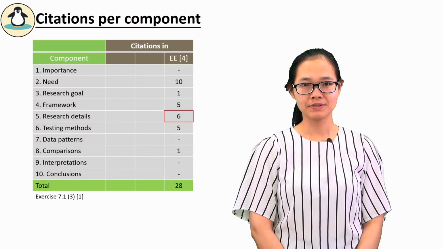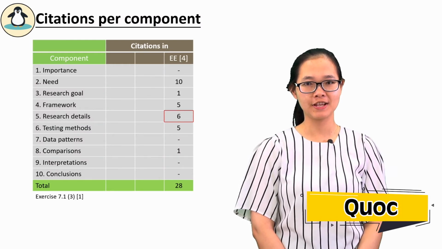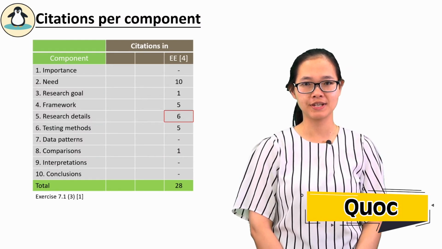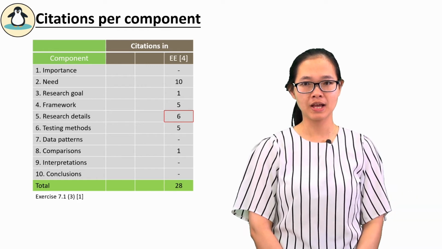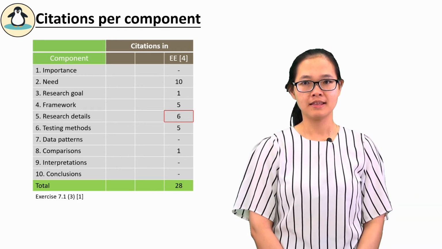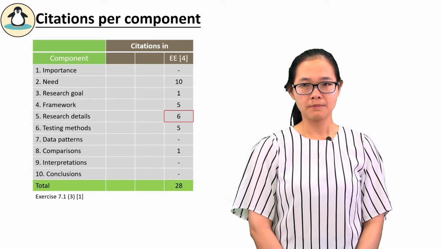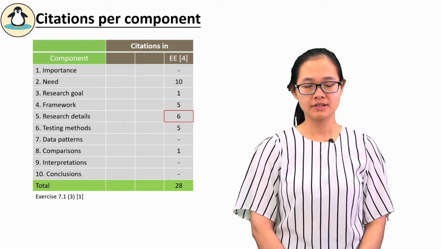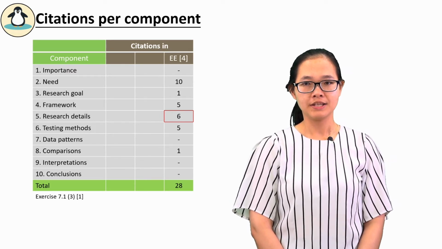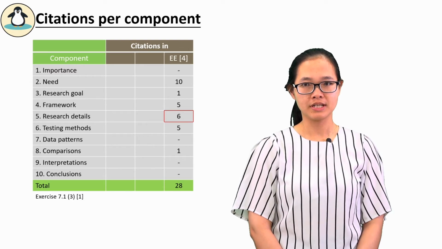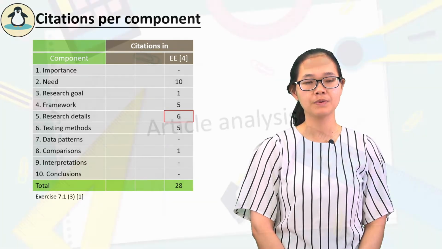This is the table to summarize the number of citations for each component in the mechanical engineering article. As you can see, we have a total of 10 components, and we almost always have citations in the introduction division, but as you can see in the table, the research detail also has some citations.